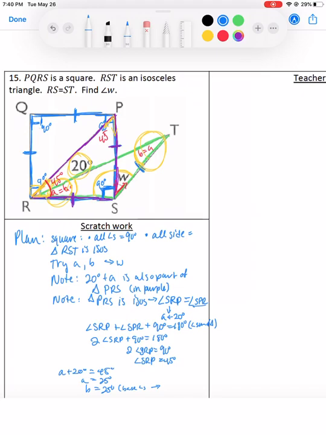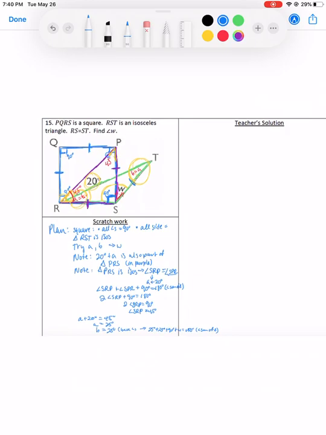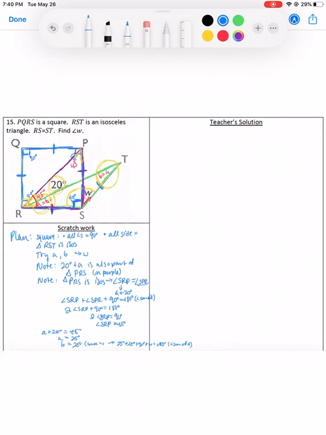And then we know that A plus B plus 90 plus W is equal to 180. So 25 plus 25 degrees plus 90 degrees plus W is equal to 180 degrees. Okay, and that's from our angle sum of triangle. All right, so we have our plan. It's pretty complicated, but we'll go ahead and step through it again with the teacher solution.